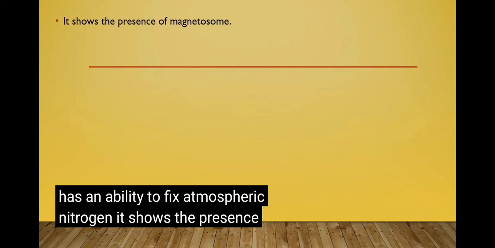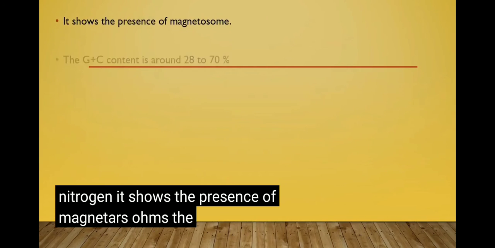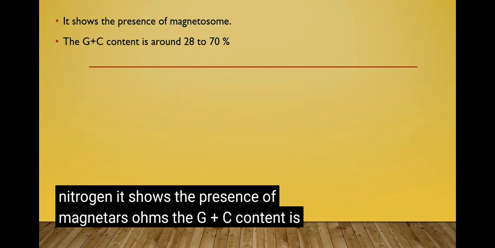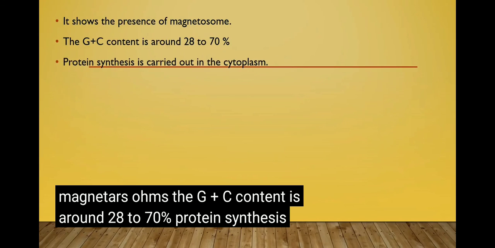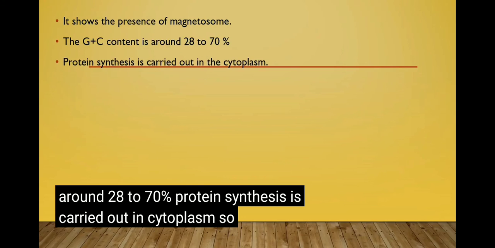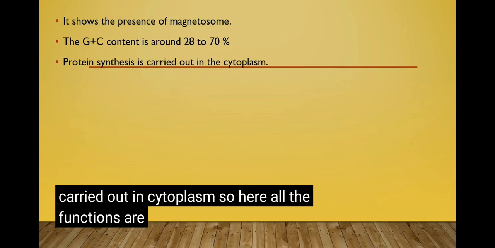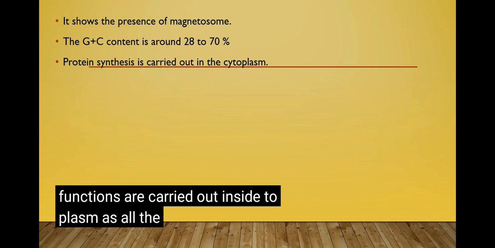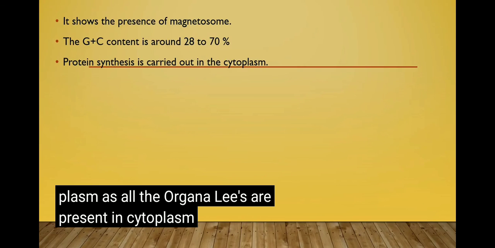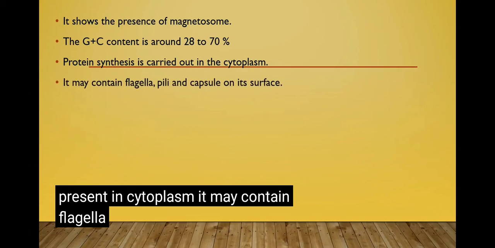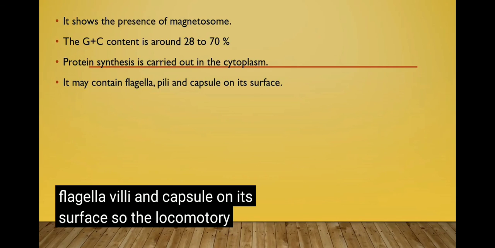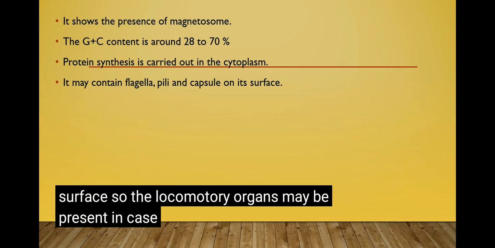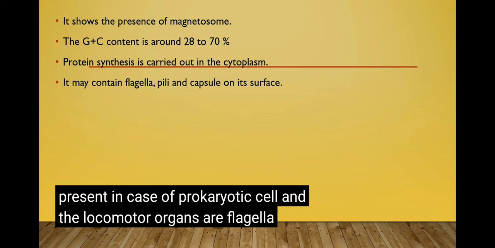It shows the presence of magnetosomes. The G+C content is around 28 to 70%. Protein synthesis is carried out in cytoplasm. So here all the functions are carried out in cytoplasm, as all the organelles are present in cytoplasm. It may contain flagella, pili and capsule on its surface. So the locomotory organs may be present in case of prokaryotic cell, and the locomotory organs are flagella and pili.